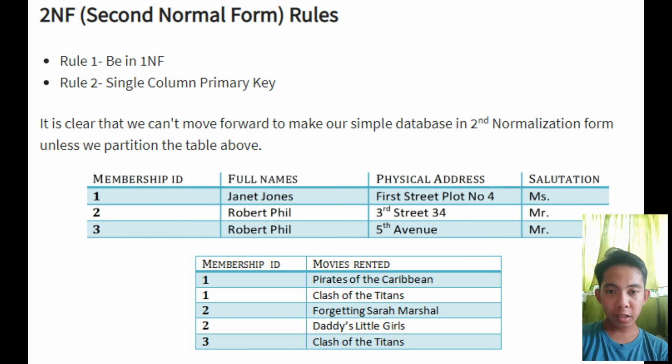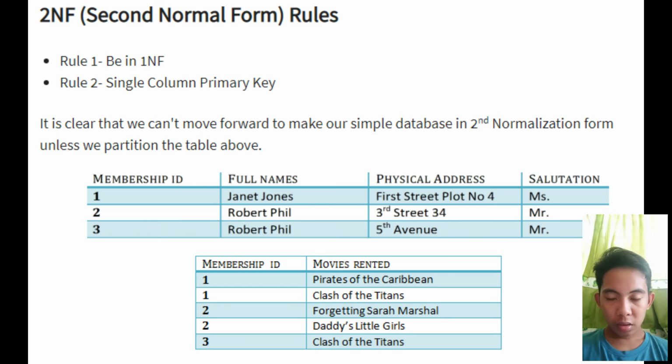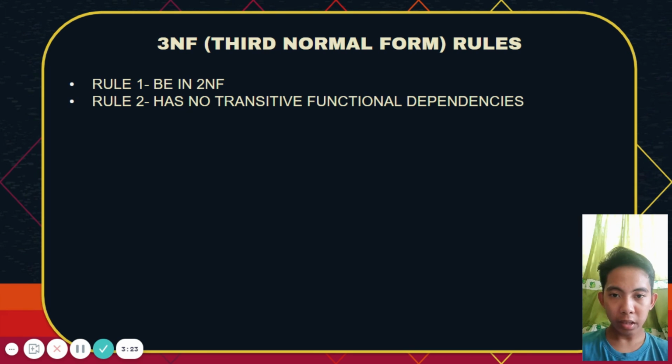We have divided our 1NF table into table 1 and table 2. Table 1 contains member information. Table 2 contains information on movies rented. I introduce a new column called membership ID, which is the primary key for table 1. Records in table 1 can be uniquely identified using membership ID.